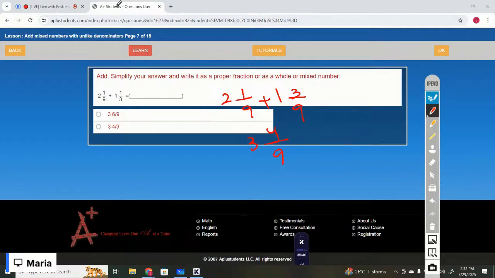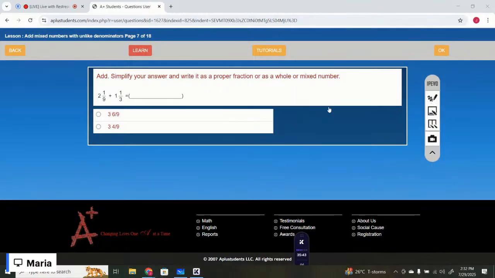That is 3 whole 4 by 9. Option number 2 is the correct option. That is 3 whole 4 over 9.